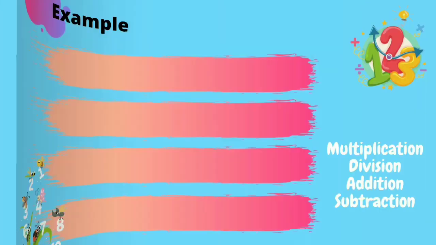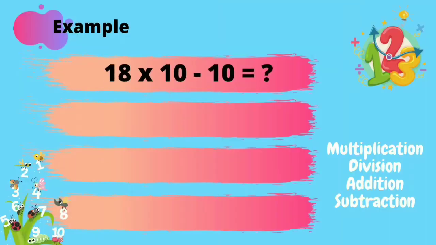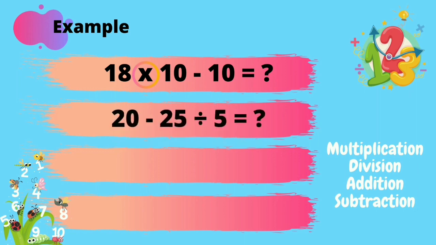For example, 18 times 10 minus 10. If the two operations used in the mathematical equation are multiplication and subtraction, the first thing we must do is to multiply before we subtract. Second example, 20 minus 25 divided by 5. The operations used are subtraction and division. The first thing we must do is to divide first before we subtract.